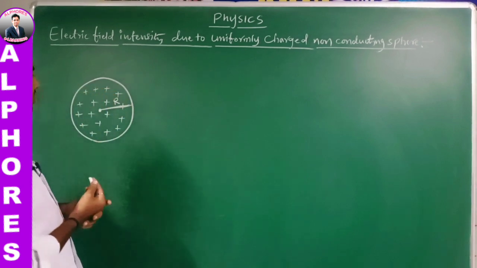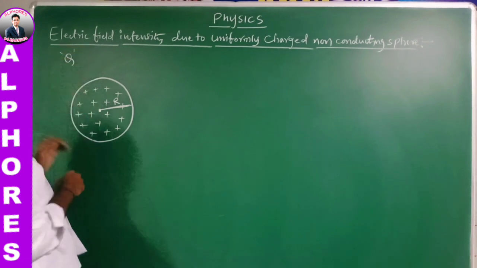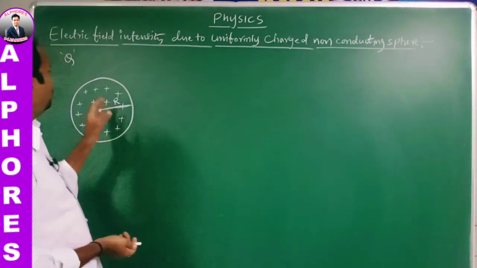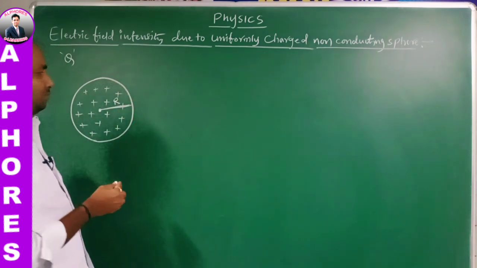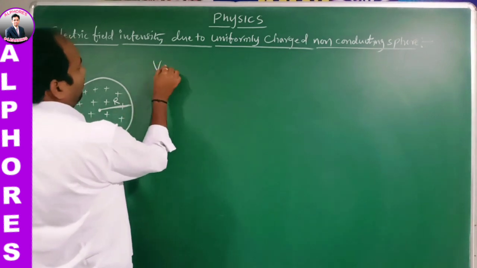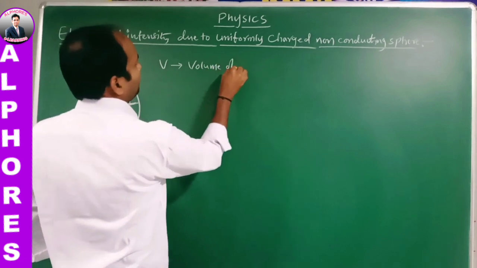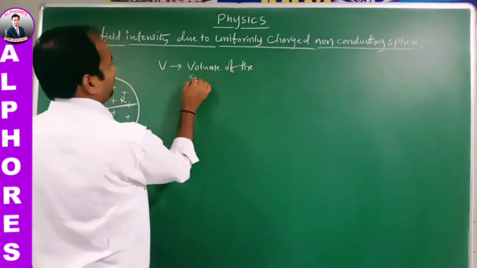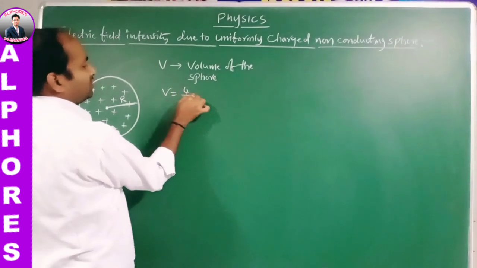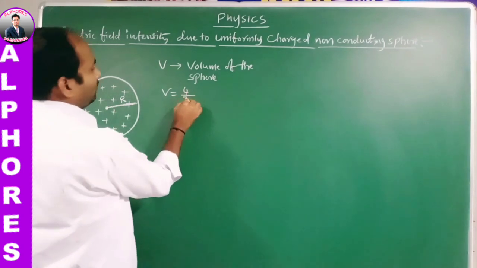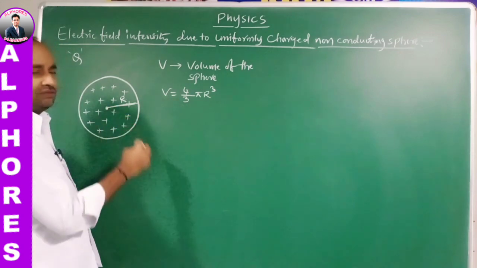Given a charge Q to the sphere, which is uniformly distributed through the volume V. Here V is the volume of the sphere. The volume of a sphere of radius R is 4 by 3 pi r cube.